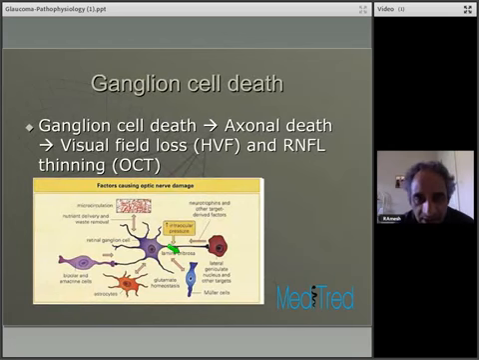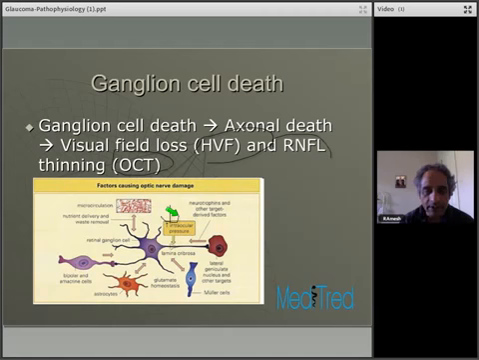So the ganglion cell death leads to axonal death, visual field loss that is seen on the Humphrey visual fields, and retinal nerve fiber layer thinning that's visualized on your OCT. So the final things that you can see in the clinic in a patient with glaucoma: one is the intraocular pressure. You can measure the intraocular pressure, right?